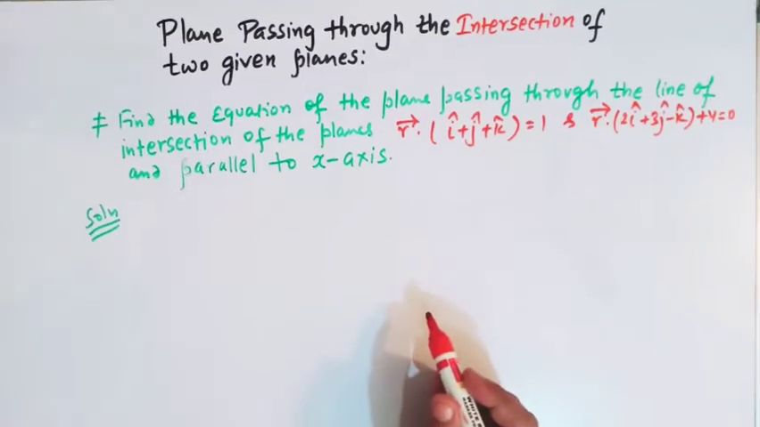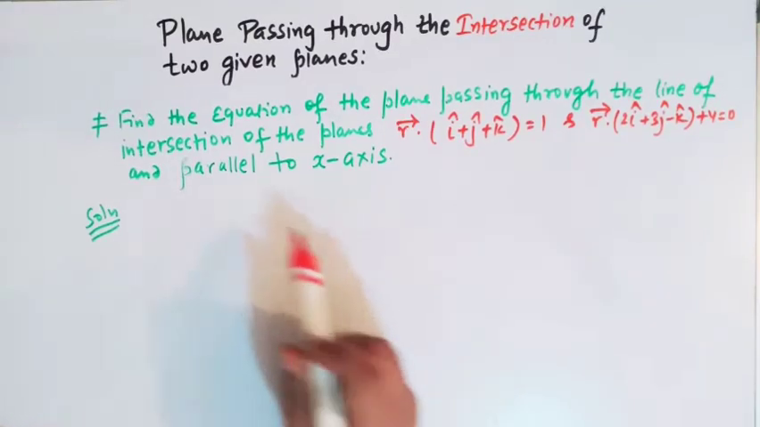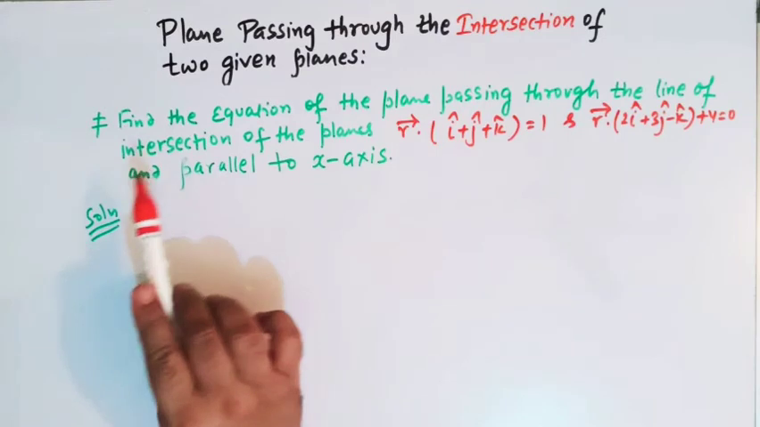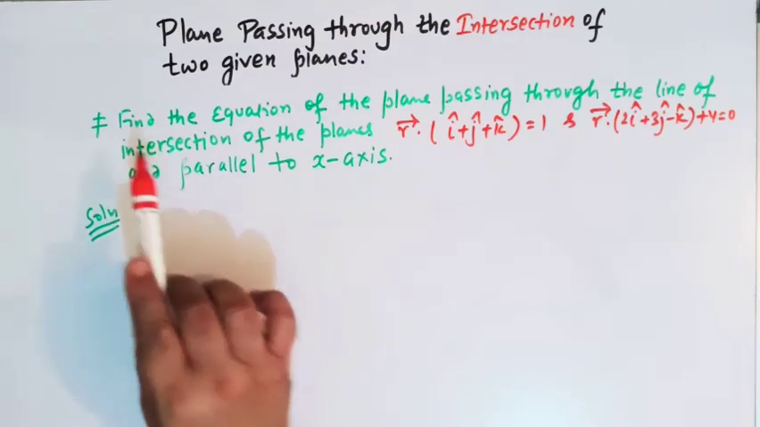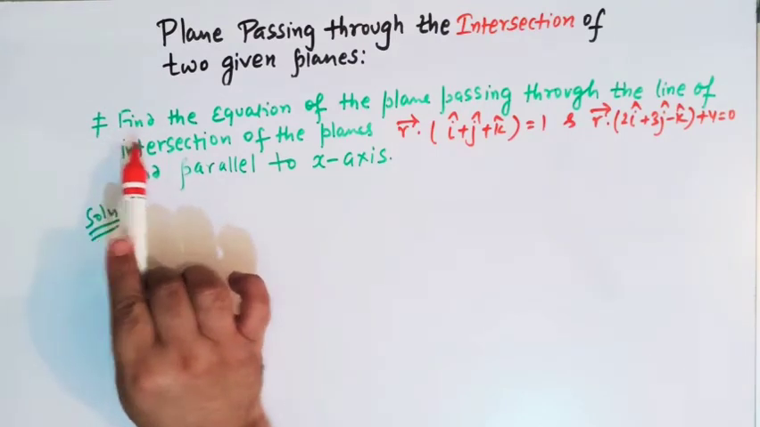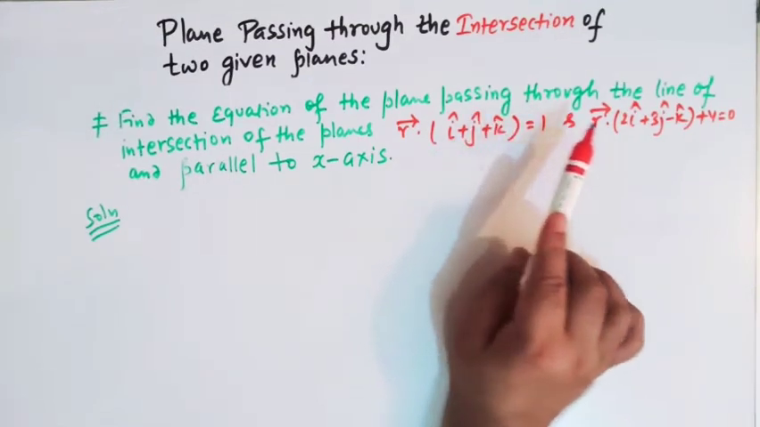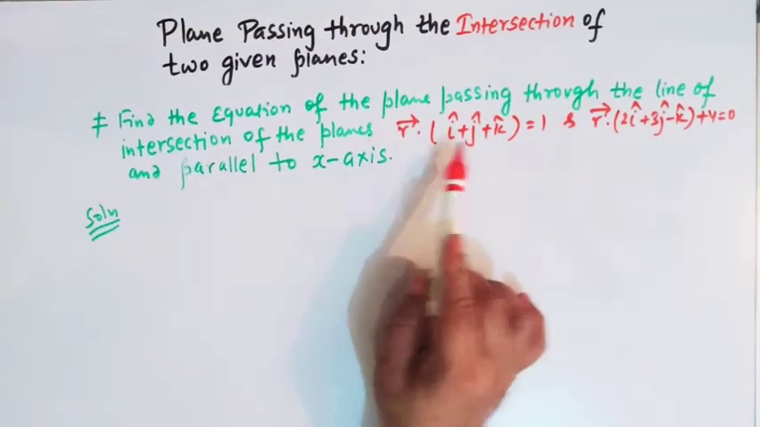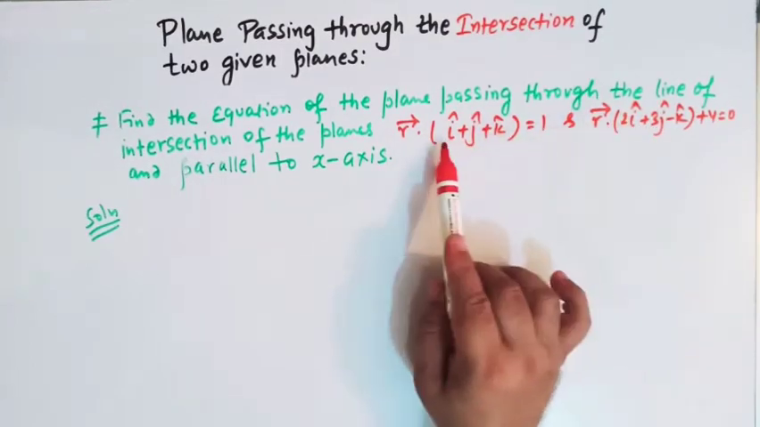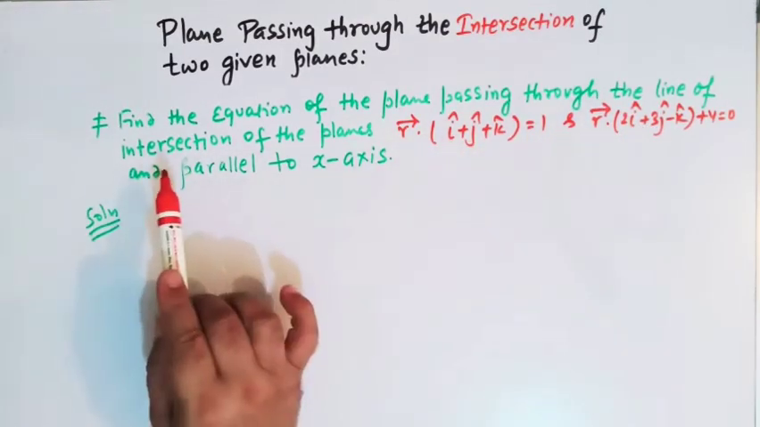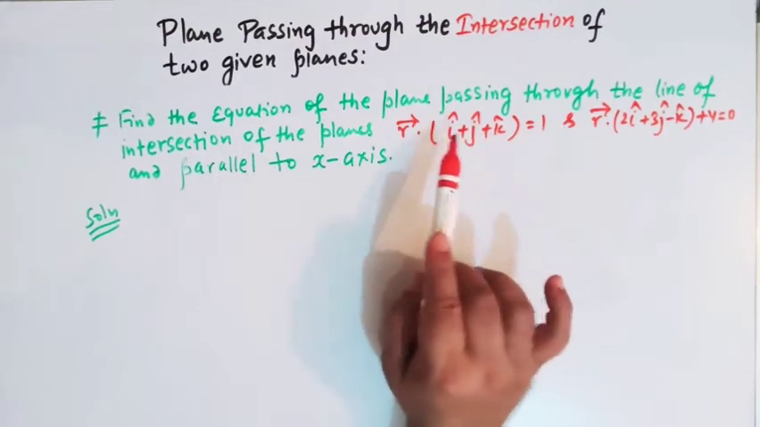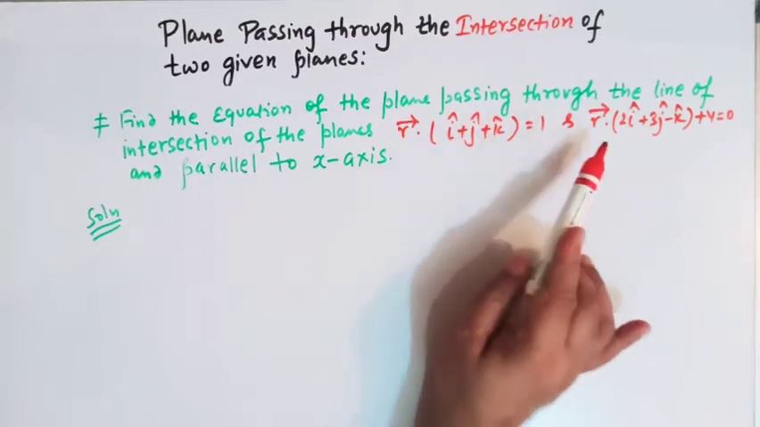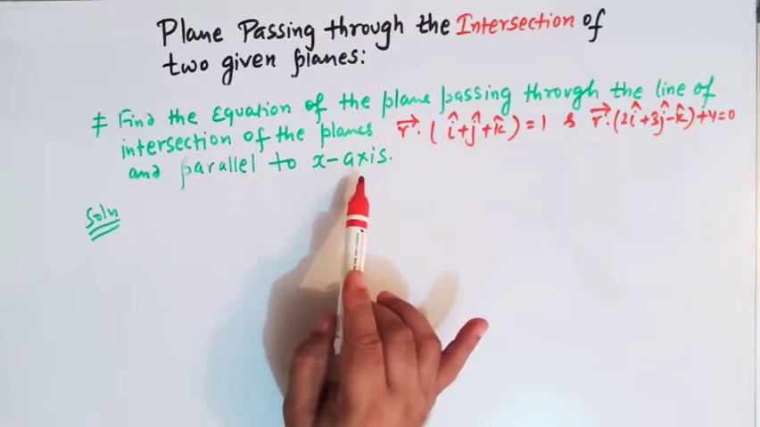Now let us take some problems based on plane passing through the intersection of two given planes. Here the first question is: find the equation of the plane passing through the line of intersection of the planes, where we are given the equations of two planes, and the plane which passes through the intersection of these two planes is parallel to the x-axis.